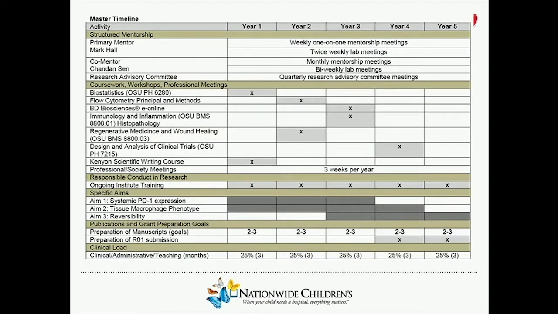Here's an example of a timeline from a recent successful K award from one of my mentees. So it talks about the mentors and the in-person meetings. Here's the coursework that's going to happen. Here's the responsible conduct of research. It happens all along. Here's the timeline for the aims being accomplished and goals and clinical administrative time. So the reviewers like this very much.